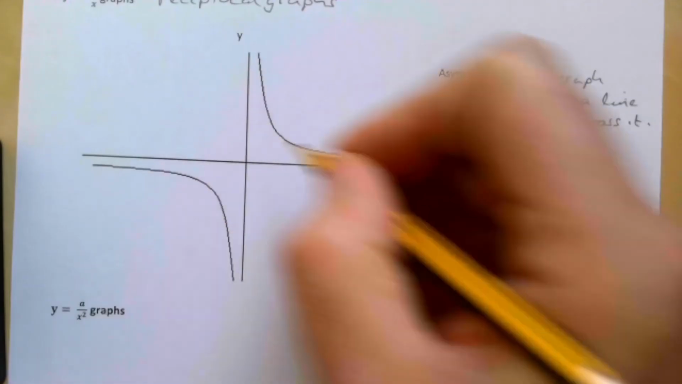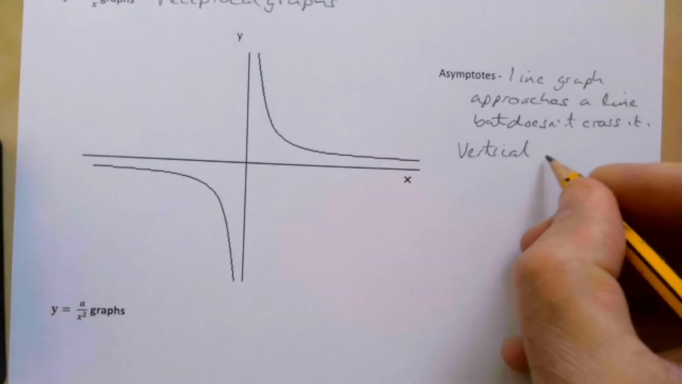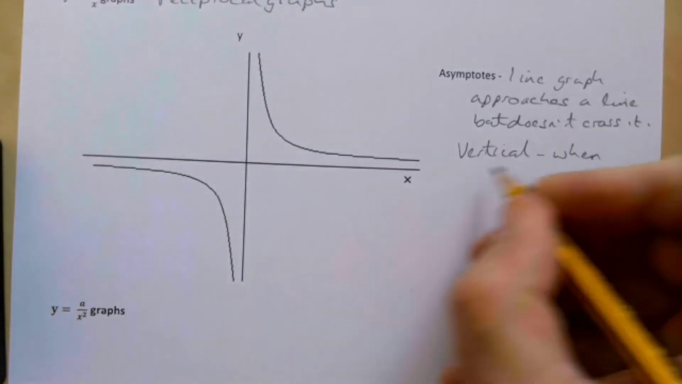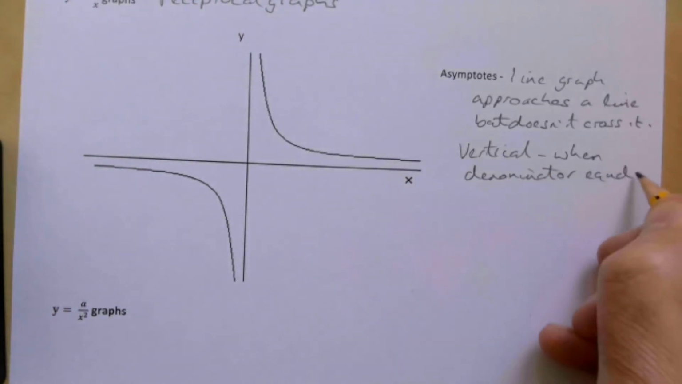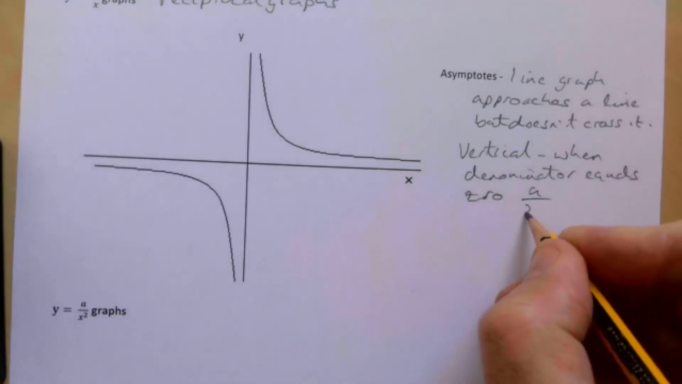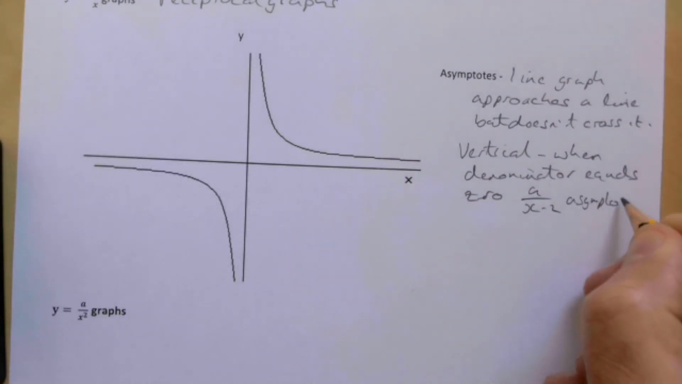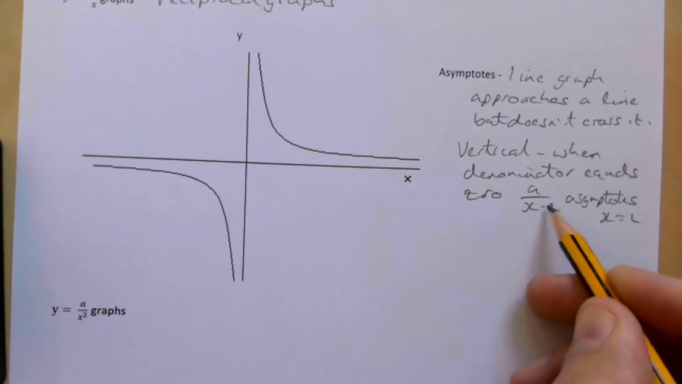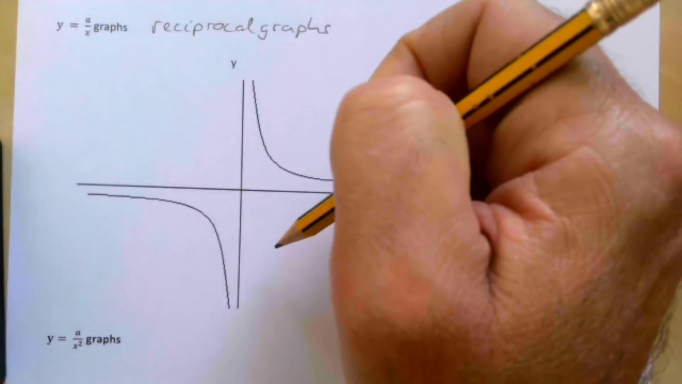For vertical ones, how is that going to happen? Whenever the denominator equals 0, for example a over x minus 2, you would get an asymptote at x equals 2, because whenever you sub in x equals 2 to this, we get 0 on the bottom of the fraction, so it becomes undefined. So that would be like this graph only moved across 2, and you would have your dotted line going down there.